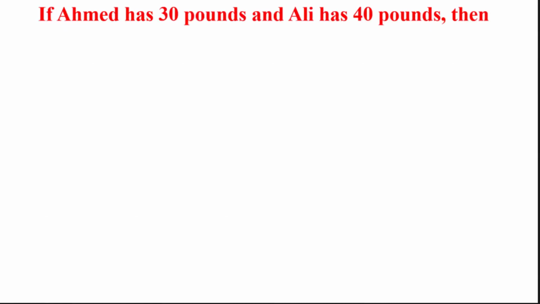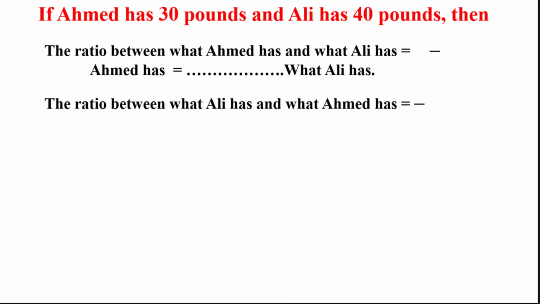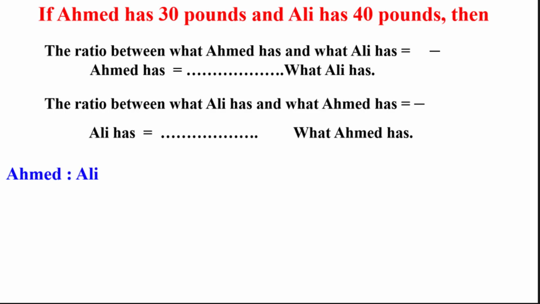He said, if Ahmed has 30 pounds and Ali has 40 pounds, then the ratio between what Ahmed has and what Ali has equals what over what? And he said Ahmed has equals what Ali has. The ratio between what Ali has and what Ahmed has, then we can deduce that Ali has what Ahmed has. The first, he wanted to find the ratio between Ahmed and Ali.